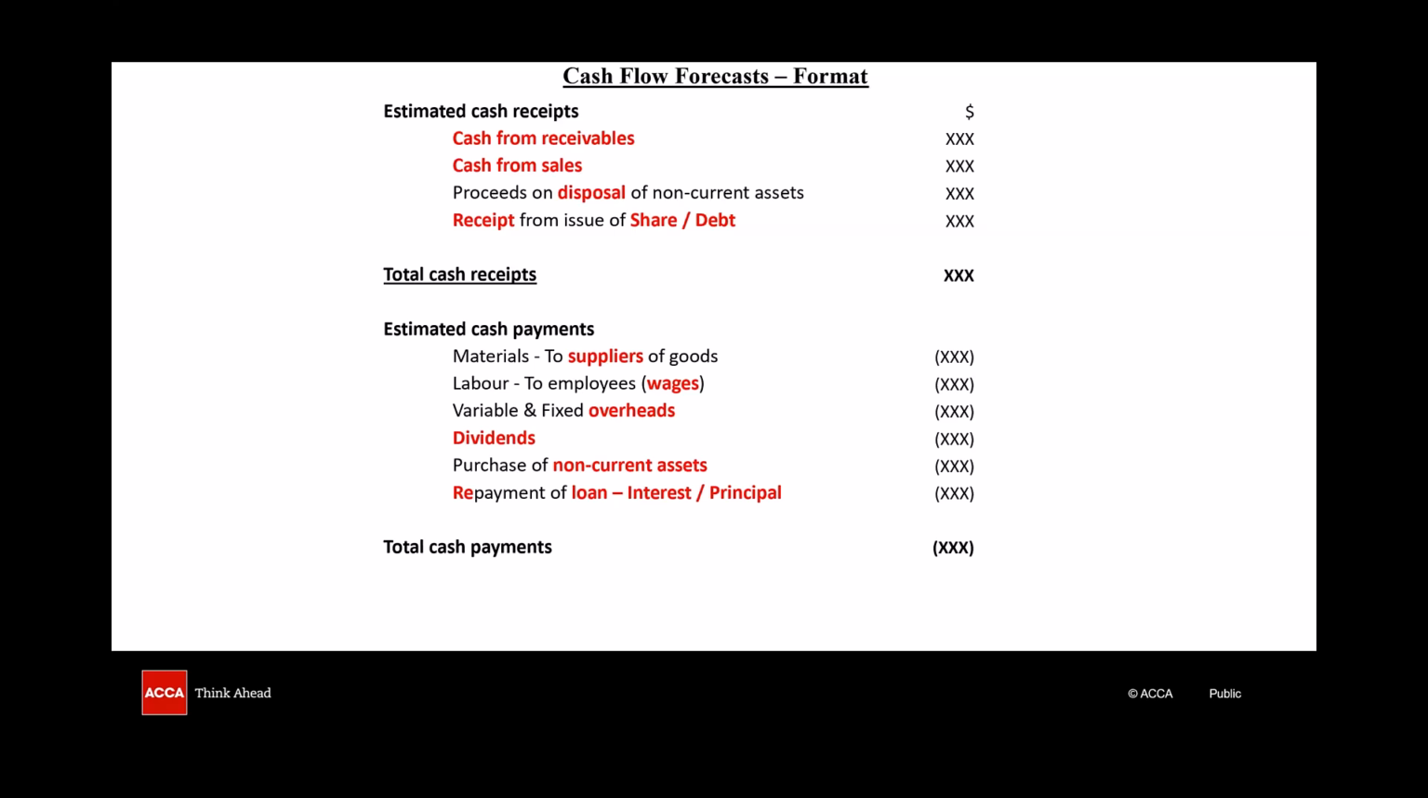Total receipts minus payments is going to give me either a surplus or deficit for that particular month, to which I'm going to add the opening balance in order to get the closing balance. Let us try a cash flow forecast with an example.